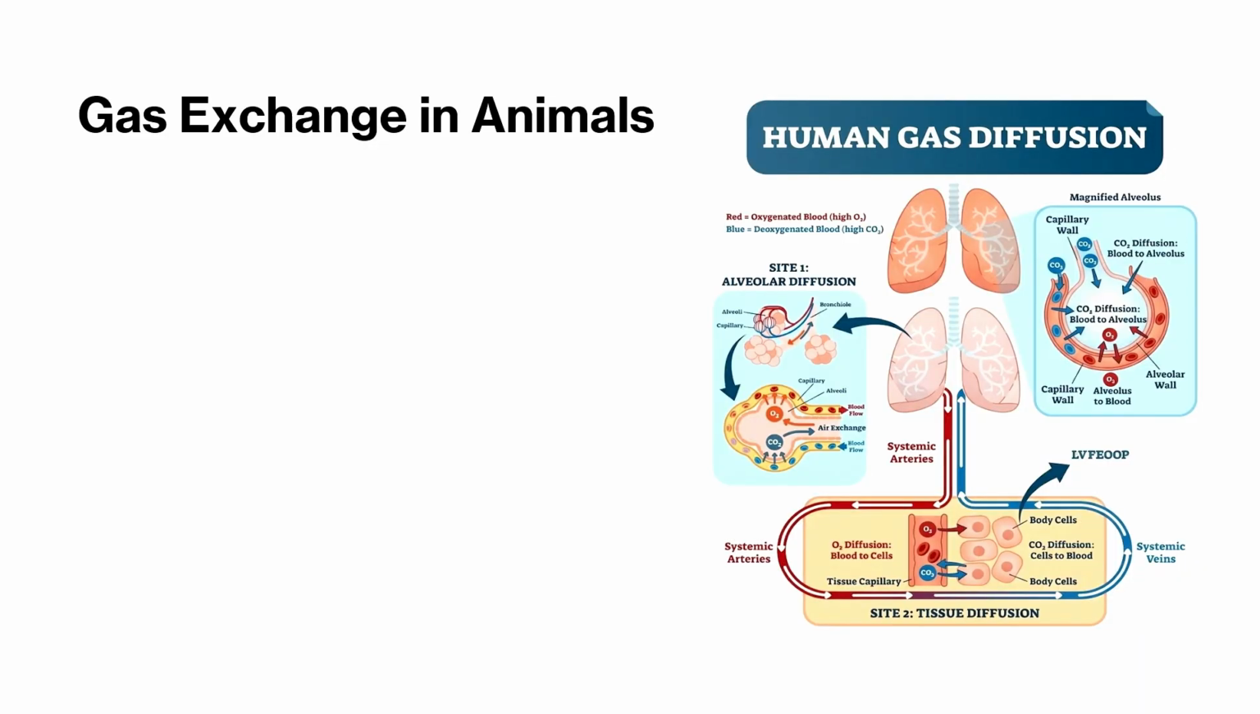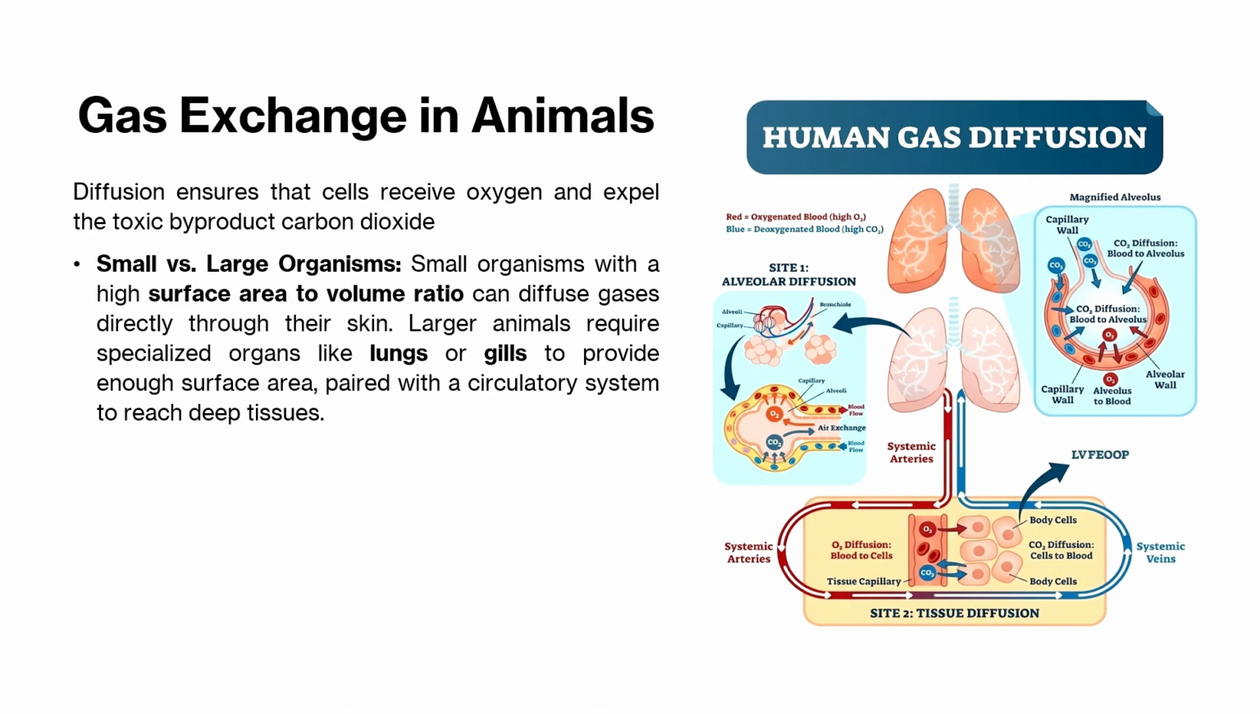We understand that diffusion is how cells breathe, but not every animal does it the same way. It all comes down to size and something called the surface area to volume ratio. For example, in small organisms like a tiny flatworm, almost every cell is close to the outside world. They have a very high surface area compared to their small volume. Because of this, they can simply let gases diffuse directly through their skin. No lungs are required there.